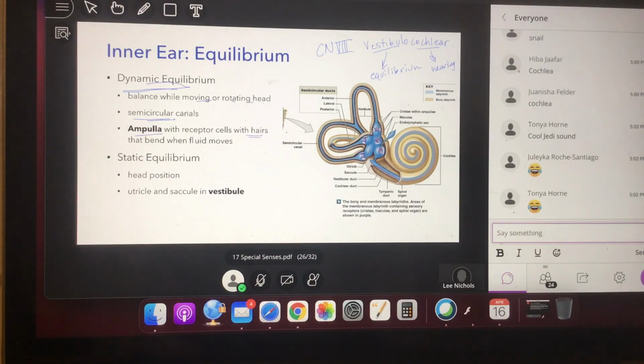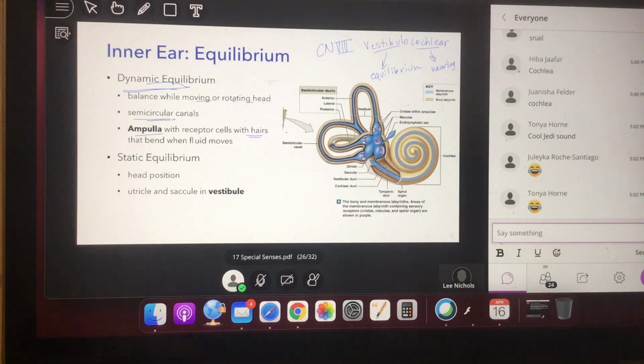And when those hairs bend, when the fluid moves, that's the ear's way of telling the brain we detect movement. And if the brain agrees and says, yes, I did make the head move, that's no surprise to me, then everything's fine and the brain kind of ignores it.